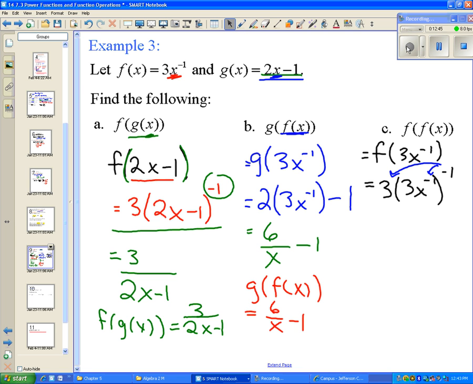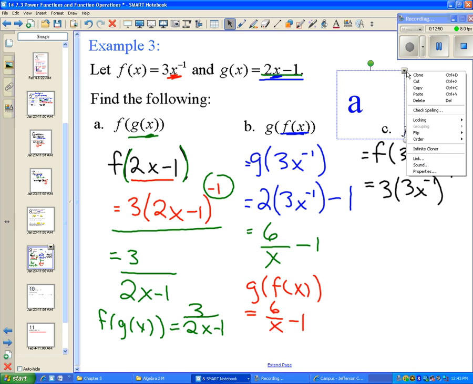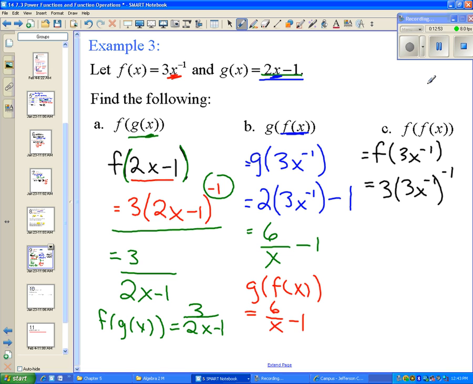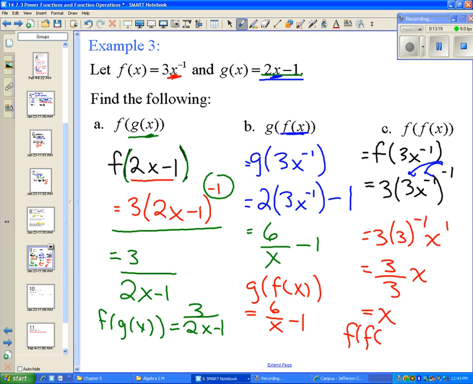That's a mistake, excuse me. Get rid of the blue. Distribute into the parentheses only. So the 3 in front stays there. This is times 3 to the negative 1, x to the power to a power, positive 1. So this is 3 over 3x, which is 1x, or x. So f of f of x is x.